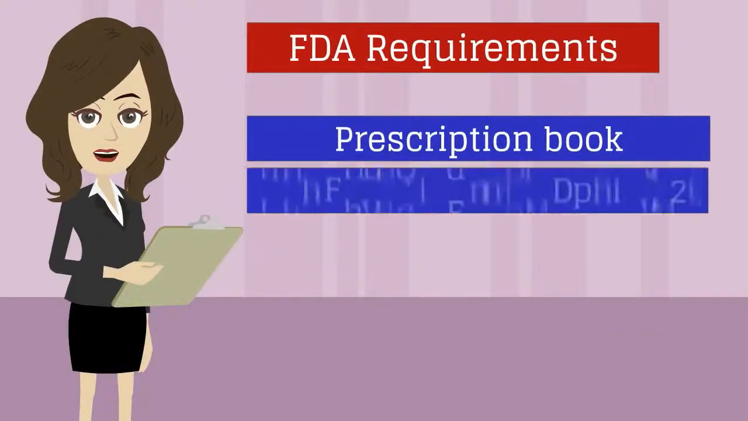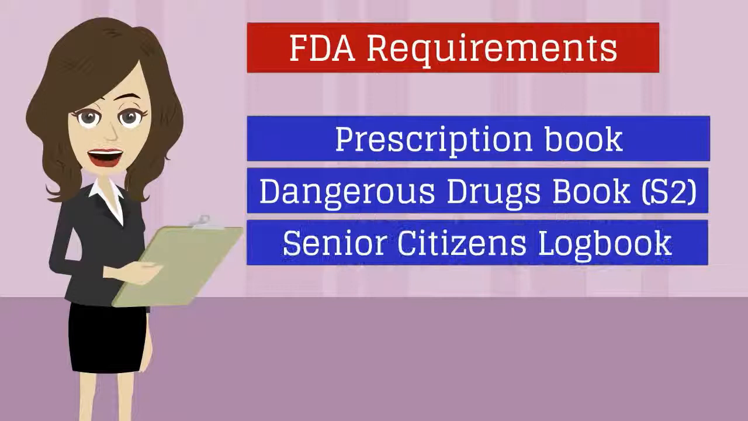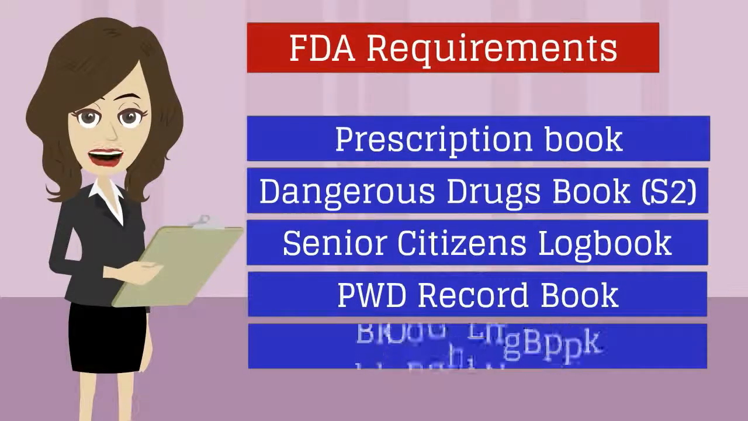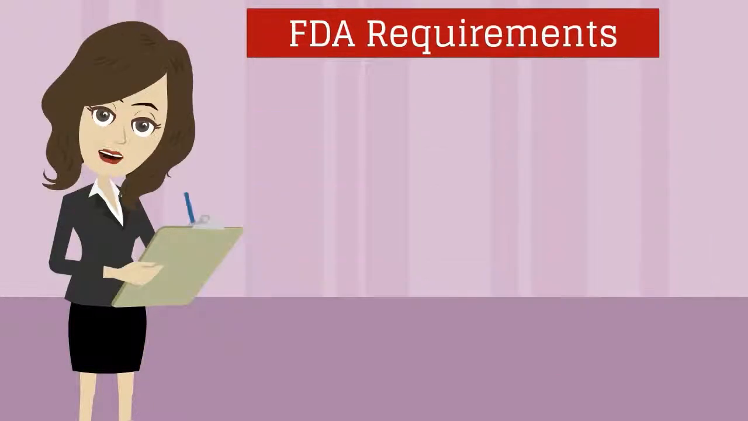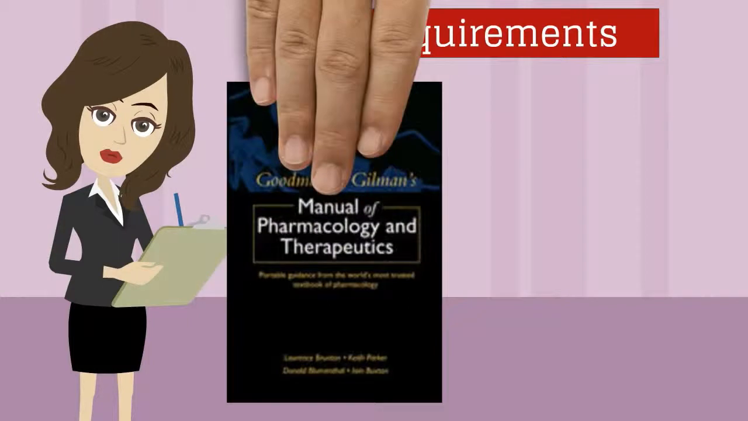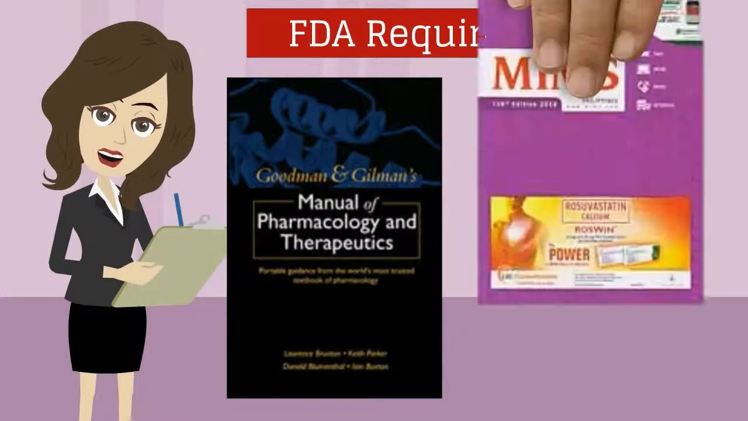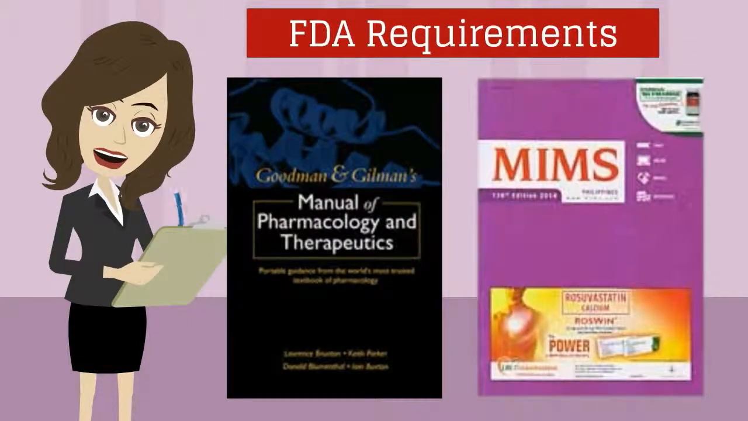The fourth requirement is the record books. It includes the prescription book, dangerous drugs book or S2, senior citizens and PWD record book, and biorefrigerator logbook. The store should keep at least 2 reference materials, such as Goodman and Gilman's Manual of Pharmacology and Therapeutics, and the latest MIMS.